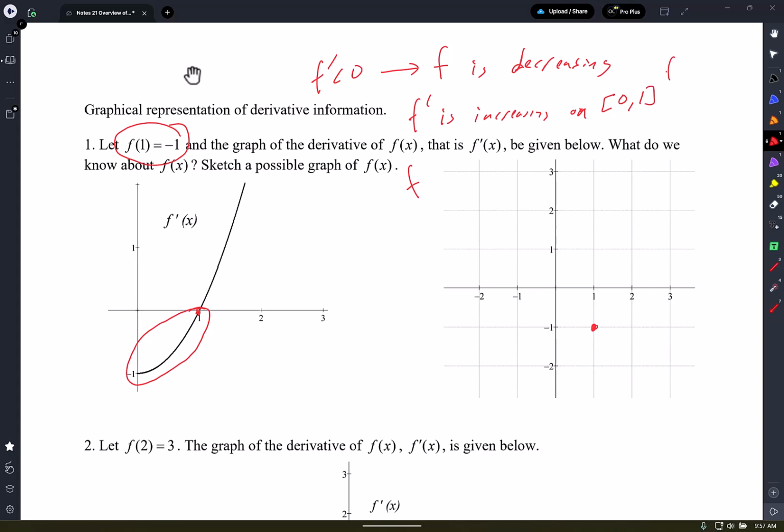Talking about the f prime graph, comma. So what does that mean? That means that f prime prime is positive on 0 to 1. There we go. Does that make sense to you guys or no? I'll go slower if I have to. F prime is increasing. This is f prime. It's increasing on the f prime graph.